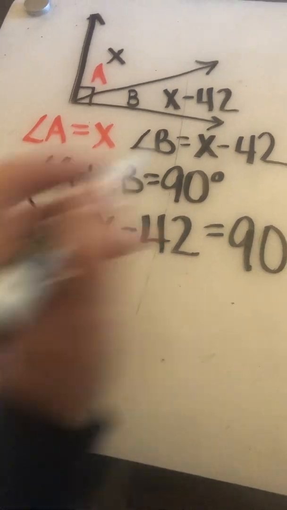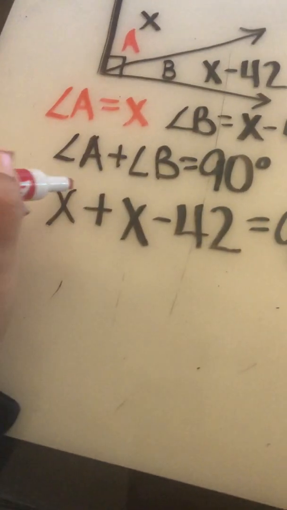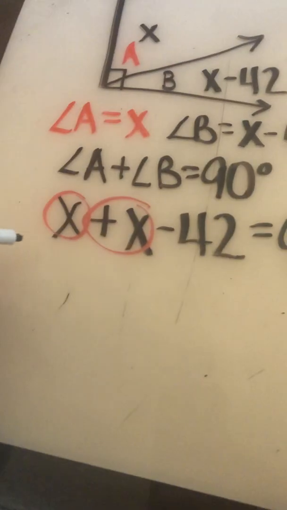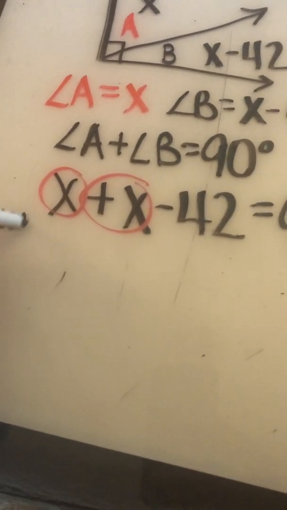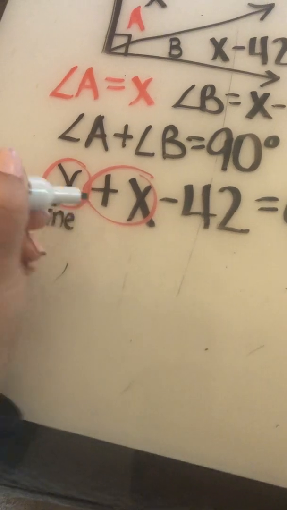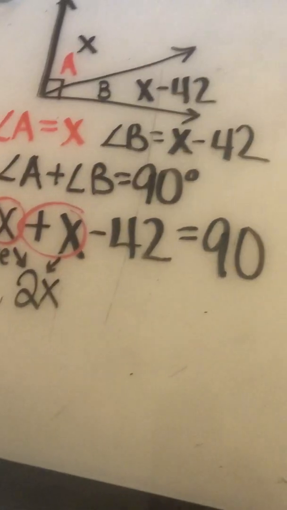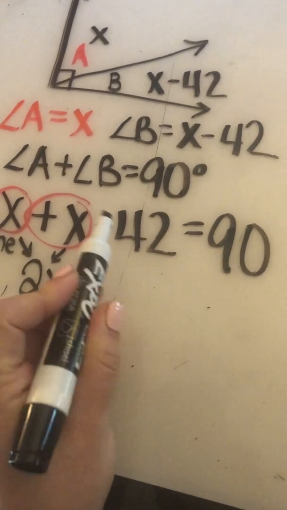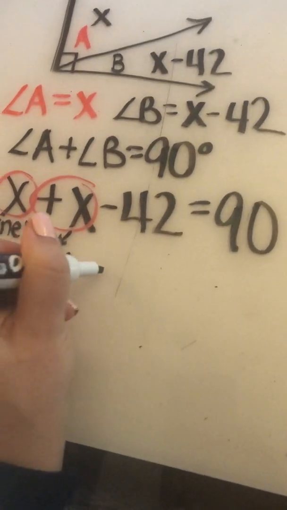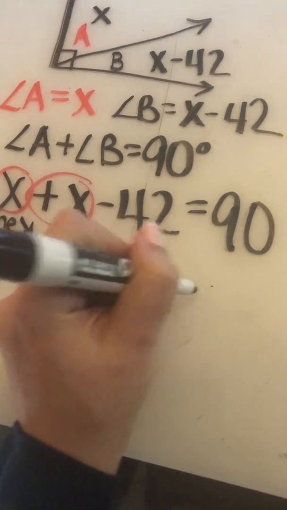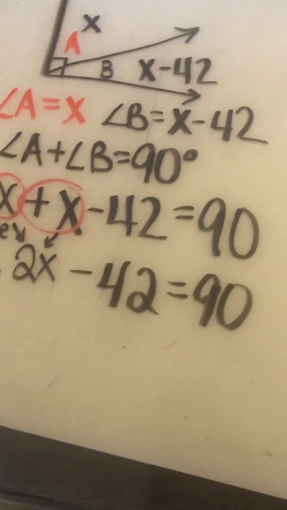So I notice that I have the two x's here. These are like terms, so that means I'm going to combine. X plus x, or 1x plus 1x, will give me 2x. And I bring down everything else. Don't forget that there's a minus here, so we're going to bring that down. Minus 42 equals 90. All right?